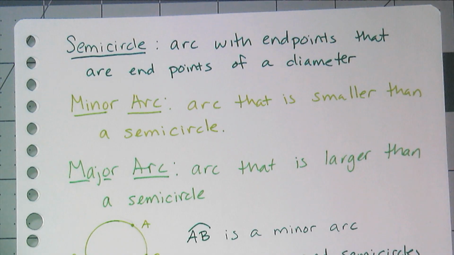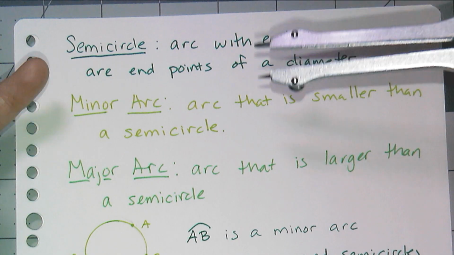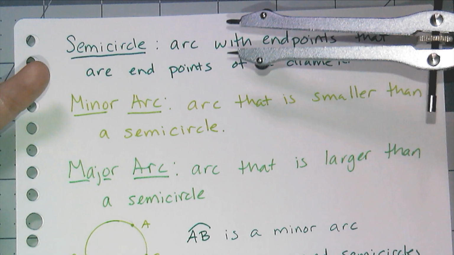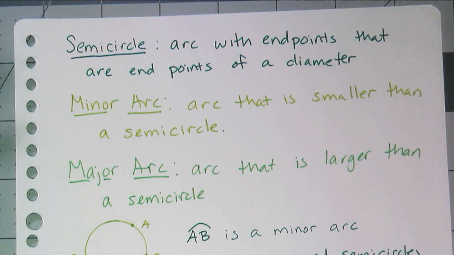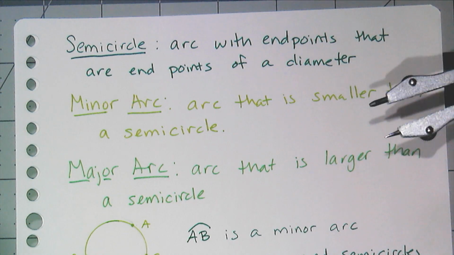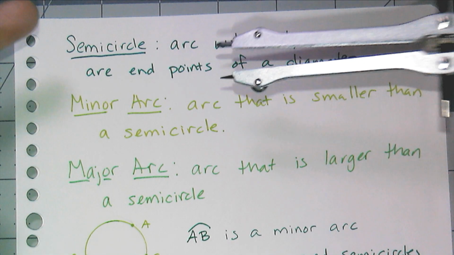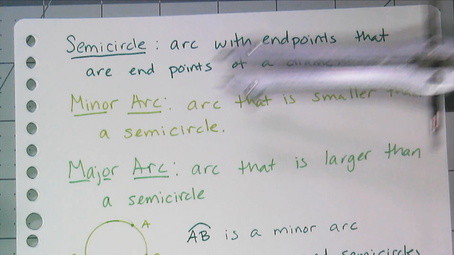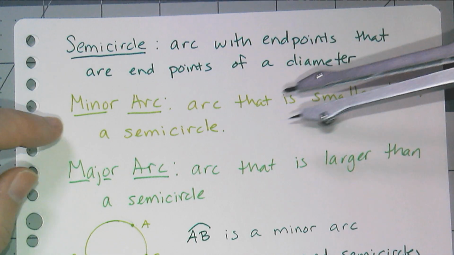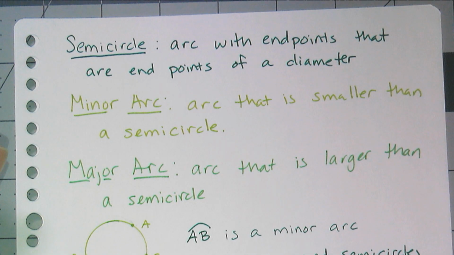And of course, it's not enough to have arcs. We have to have different types of arcs. We're going to start off with the definition of semicircle, which is essentially half a circle, right? It's the arc where the endpoints are a diameter of the circle, right? That's a semicircle. And we need that to define these other two arcs. A minor arc is any arc that is smaller than a semicircle, and a major arc is any arc that is larger than a semicircle.